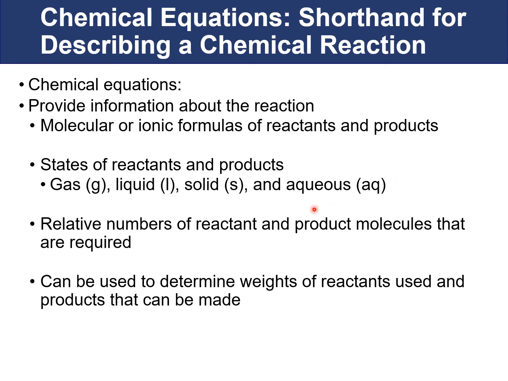A balanced chemical equation also tells us the relative numbers of reactant and product molecules that are required or are formed as the reaction takes place. We can use a balanced chemical equation to determine the weights of the reactants used and the amounts of products that can be made.